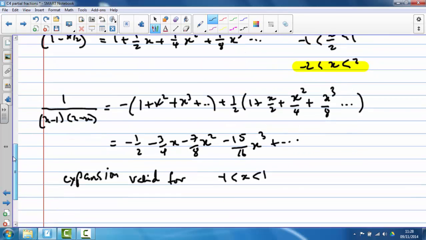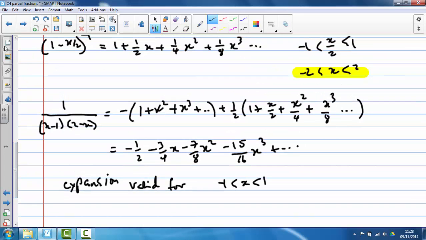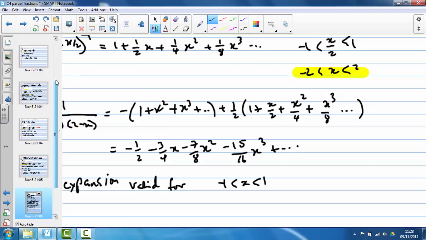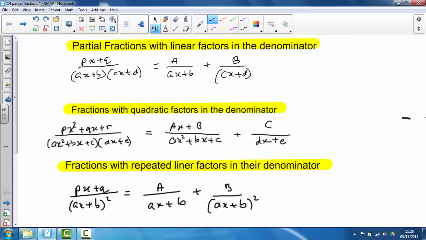So there you have it. If we go back to the first page, we've covered 3 cases of partial fractions: one where you've got linear factors, then a quadratic factor, and a repeated linear factor, and we've seen how that can help us to do the binomial expansion.